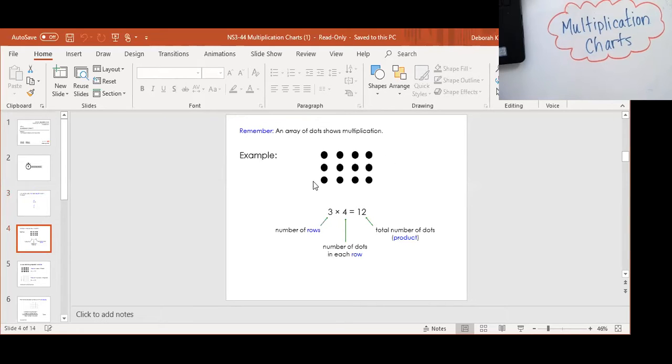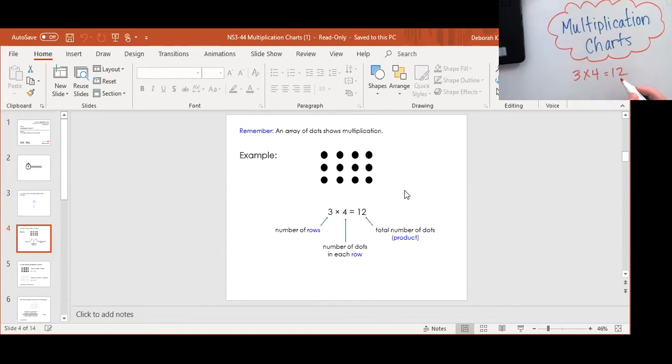And we've talked a lot about arrays in the past. And you know that an array has rows of dots and columns. In this example, our array has 3 rows, so that is 3, and it has 4 dots in a row. So 3 groups of 4. And that's the one we never forget, 12.